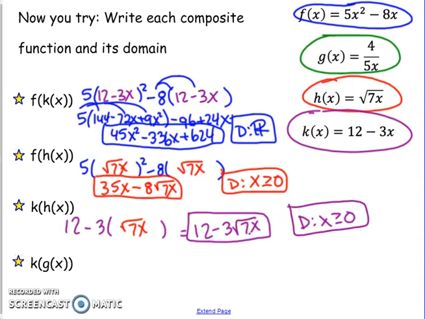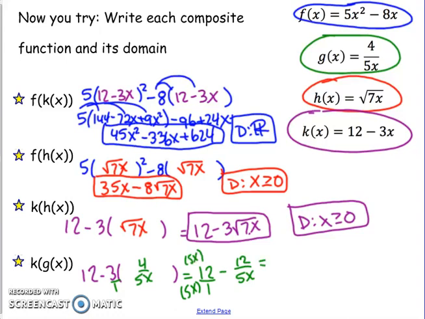And for the last one, k of g of x, we're going to take the k function, which is 12 minus 3 blank, and we're going to plug in the g function, which is 4 over 5x. So we have 12 minus 12 over 5x. So remember, that 3 is like 3 over 1. So we can't subtract these the way it is. We need a common denominator. So right now the 12 has a 1. So I'm going to multiply this by 5x on the bottom and on the top. So now that they have the same bottom, I can smush the top. So I have 60x minus 12 over 5x.